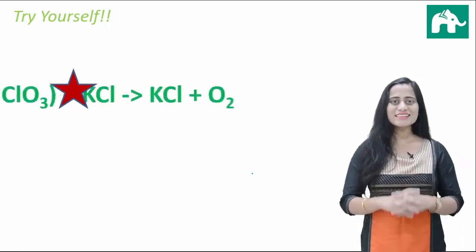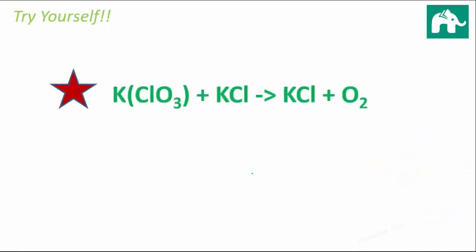Now that you have learned all the tricks of balancing a chemical equation, here is a quick question for you. Try this out. KClO3 plus KCl gives KCl plus O2. Please try to balance this equation and put your answers in the comment section.